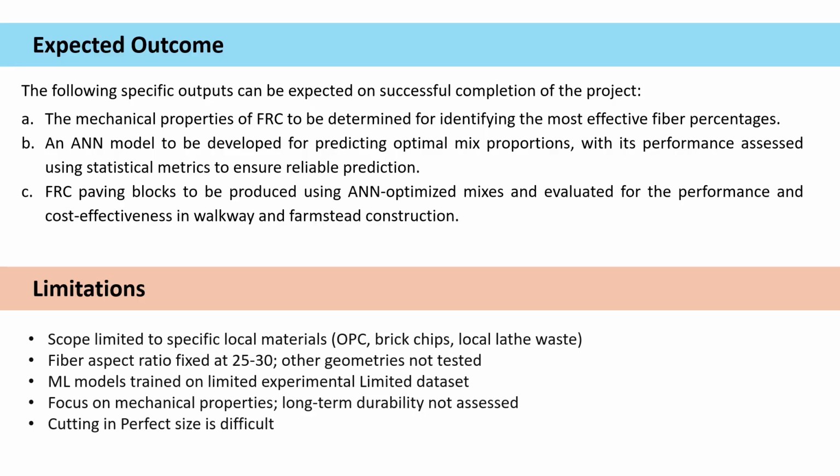Like all research work, this study has some limitations. The fiber aspect ratio is fixed at 25:30, and the geometry will not be included. Machine learning models will be trained on a limited experimental dataset, and durability tests such as freeze-thaw or long-term shrinkage will not be conducted in this study. Despite these limitations, the study will provide valuable insight with strong practical implications.